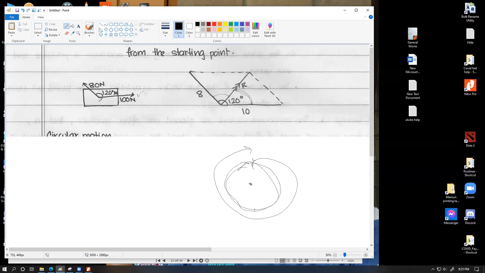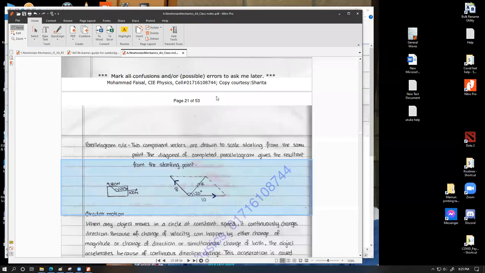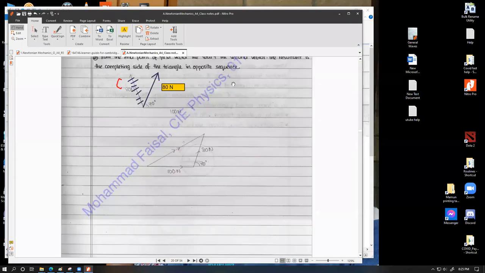...simultaneously on the object. Without the use of this angle, we are not going to be able to draw this vector diagram, because we have to draw the component vectors with the appropriate angle between them. Sir, the triangular rule is the same, sir. Yeah, the triangular rule is the same. But in the triangular rule, the angle is the one that is outside. Outside, sir.